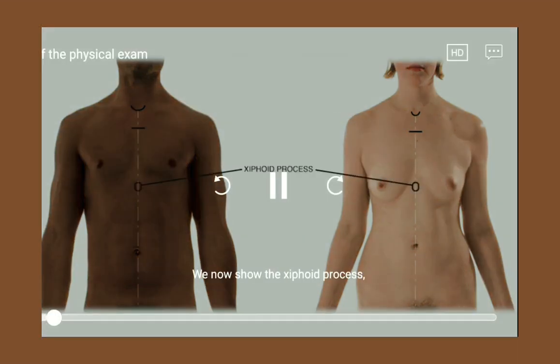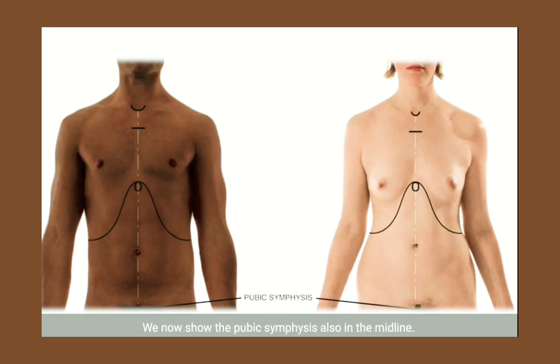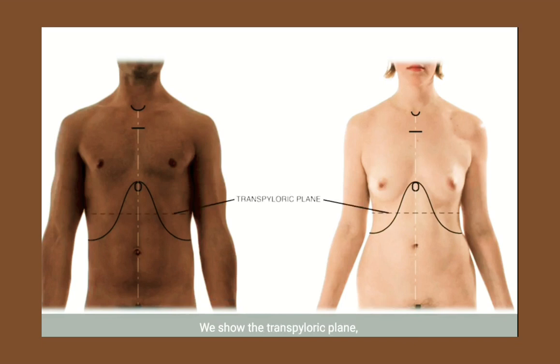We now show the xiphoid process, and we show the costal margin, which is the lower margin of the ribs, and we see them meeting in the midline at the xiphisternal junction. We now show the pubic symphysis, also in the midline, and we show the transpyloric plane, which is roughly halfway between the jugular notch and the pubic symphysis.